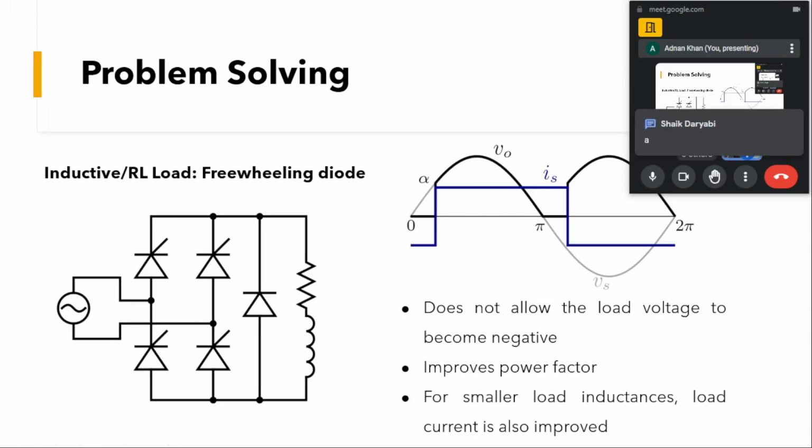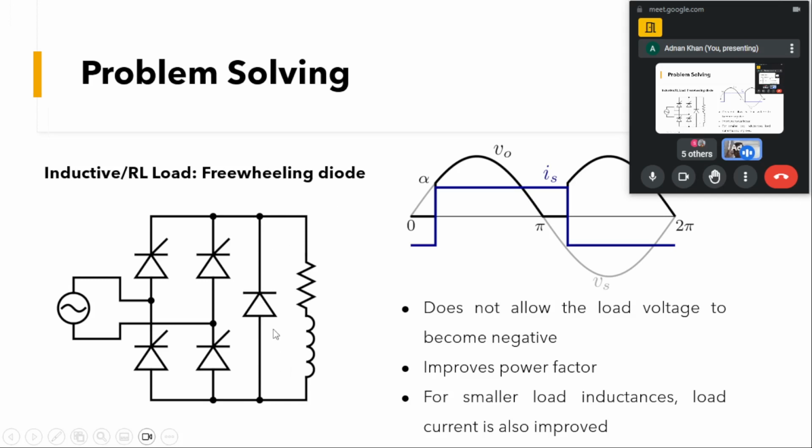I had already discussed this, but I'll try to explain what is happening. Let us say we have an RL load. If we don't have this diode, we can have some negative portion of the output voltage. Because of that negative portion, our average output voltage would decrease. That is a drawback if we don't have the freewheeling diode.